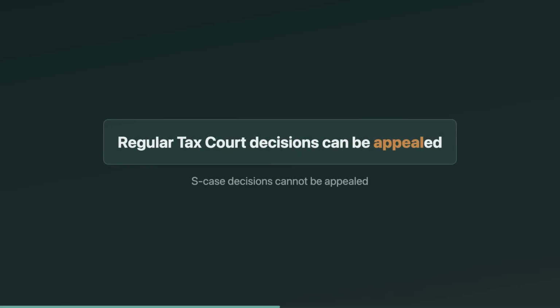Regular tax court cases are different. Either side can appeal a regular tax court decision to a U.S. Court of Appeals. That's why the S-case choice is strategic. If the issue is close, or you care about preserving appeal rights, a regular case may be worth the extra formality. If you just want a faster, lower-stakes resolution, S-case can be a great fit.